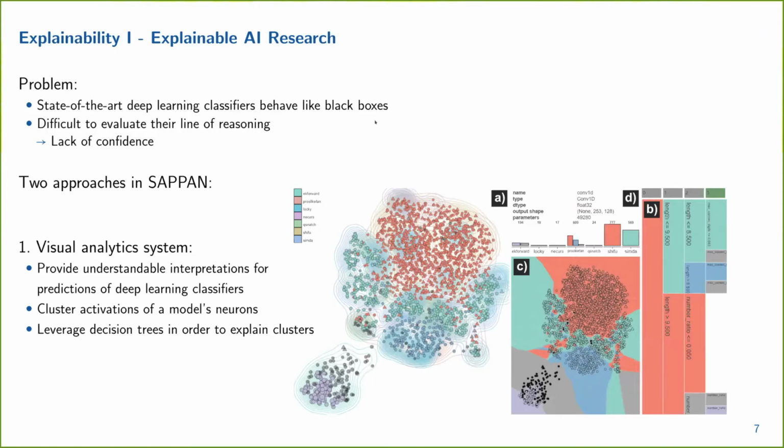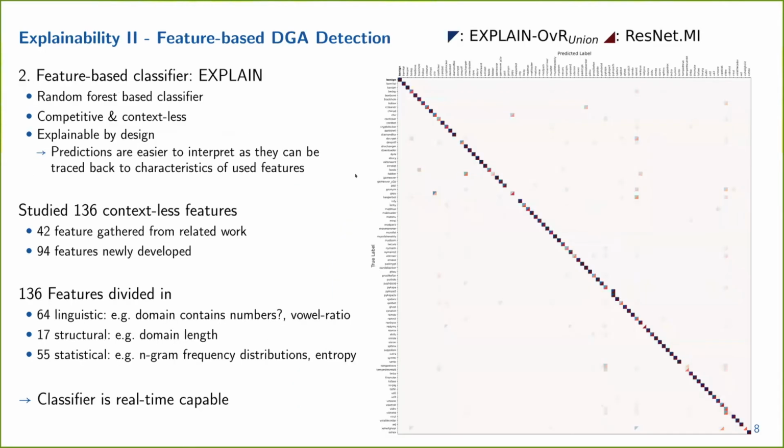The first approach is based on a visual analytics system, which tries to provide understandable interpretations for predictions of deep learning classifiers. And I don't want to go into detail here, but the main idea is that we cluster the activations of the model's neurons, and then we leverage decision trees in order to explain these clusters. The second approach is based on the idea of explainability by design. And for this purpose, we developed a feature-based classifier, EXPLAIN, which is based on random forest, and we evaluated it, and it's competitive and contextless.